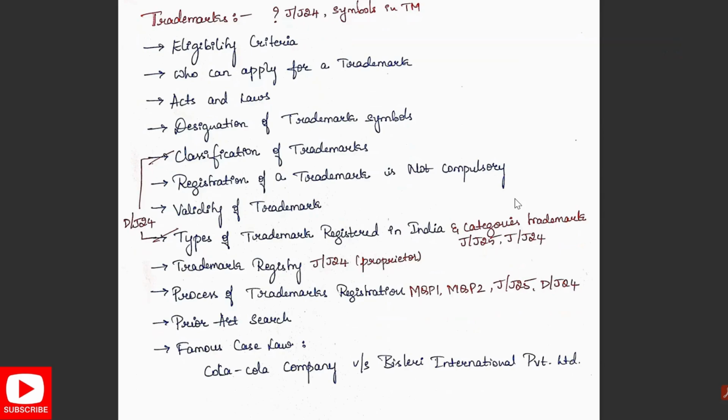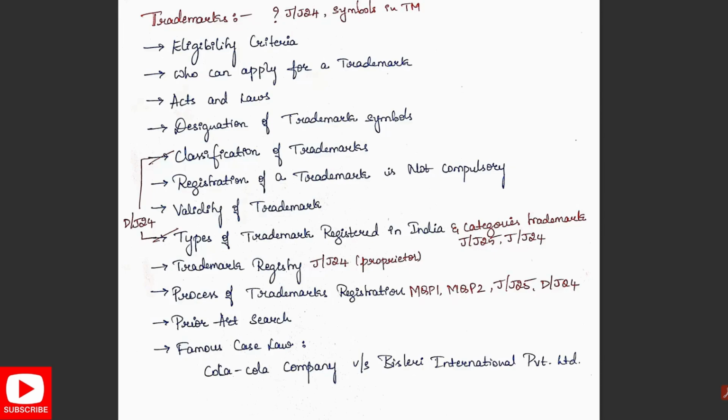This video will be covering the trademarks part of the module 4. Starting with the trademarks, this is an important question. You need to know the correct types of registration of trademark in India, the categories of trademark, classification of trademark, the trademark registry, and the process of trademark registration. So these were some of the main important questions that you should not skip. I'll be explaining everything from the eligibility criteria till the famous case laws, but from among these are some of the repeated questions that you can expect in the exam.